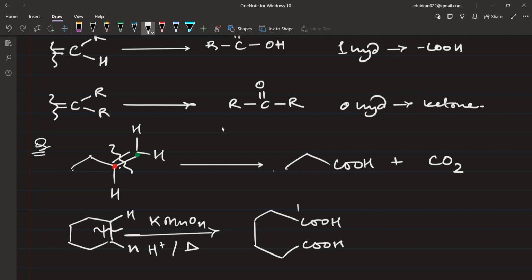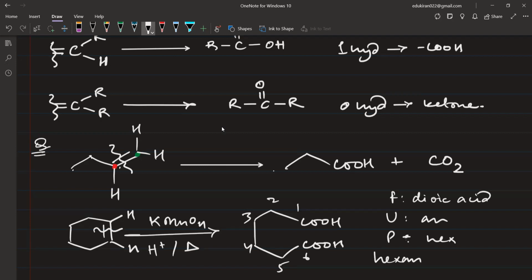Okay, so this is now 1 2 3 4 5 and 6. Functional group is dioic acid, है ना. अब उसके बाद dioic acid बाकी सब चीज क्या हो जाएंगी. You have unsaturation is AN, parent is hex. So hexane 1,6 dioic acid.